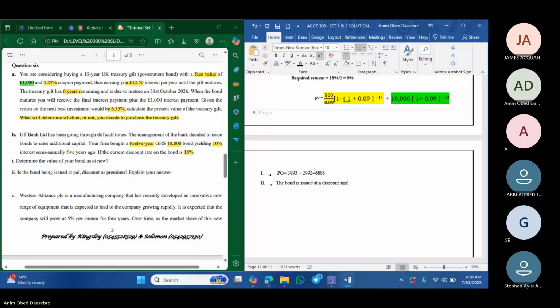Since the price is lower than the face value.